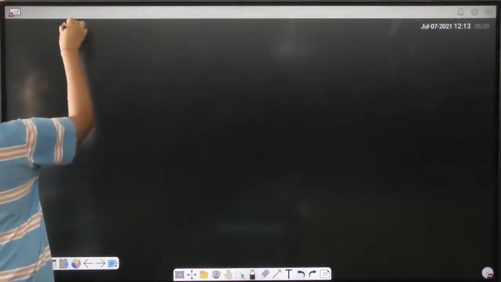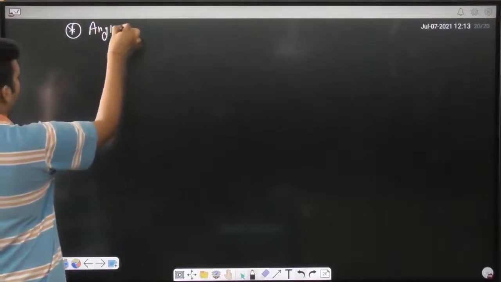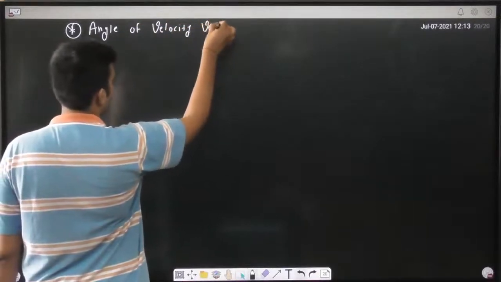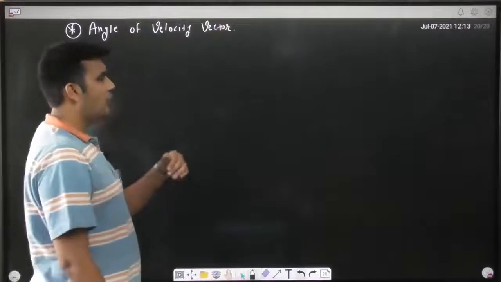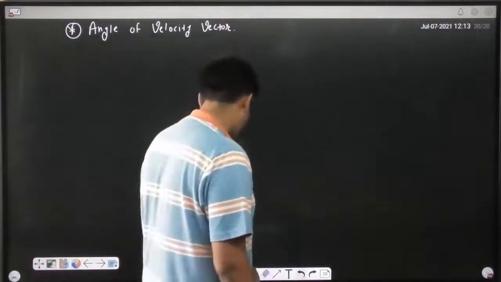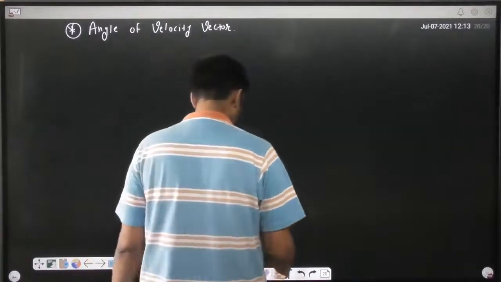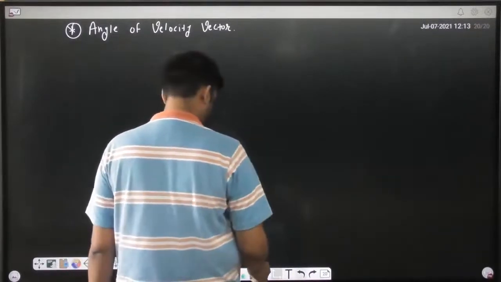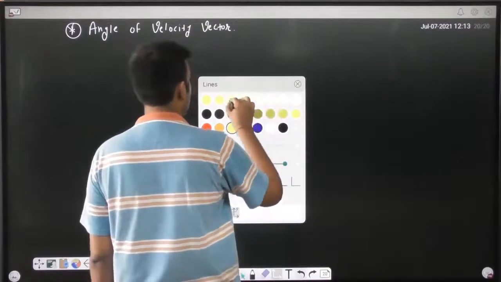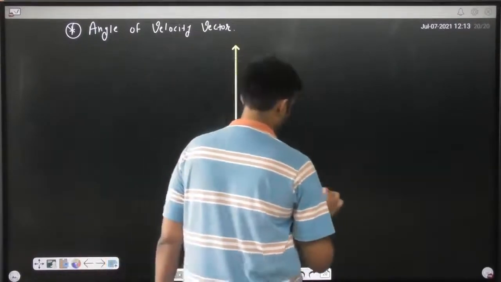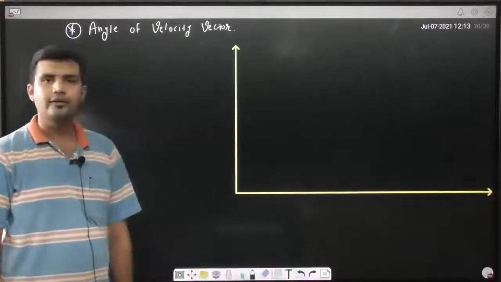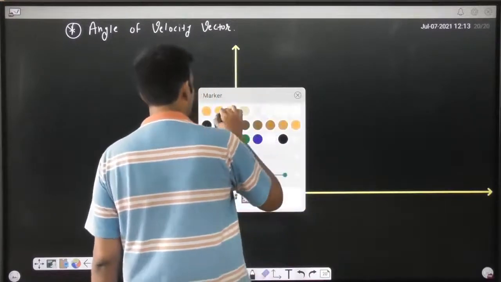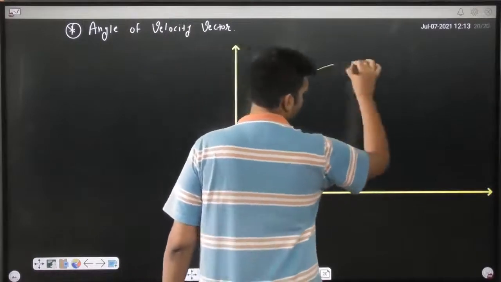The next topic, I mean variety, is angle of velocity vector. Angle of velocity vector. Understand it, it's a nice topic. Okay, take this as a situation in which we have this projectile, let's say.